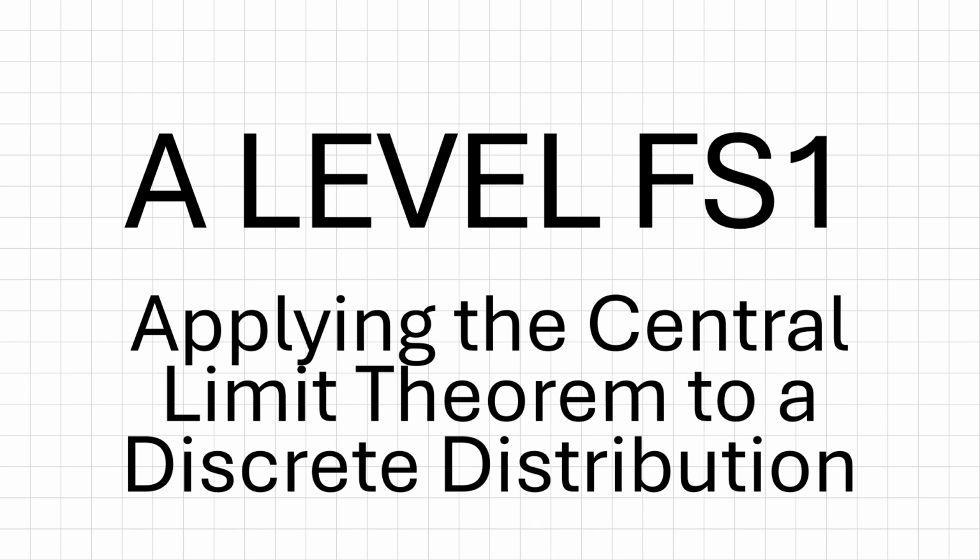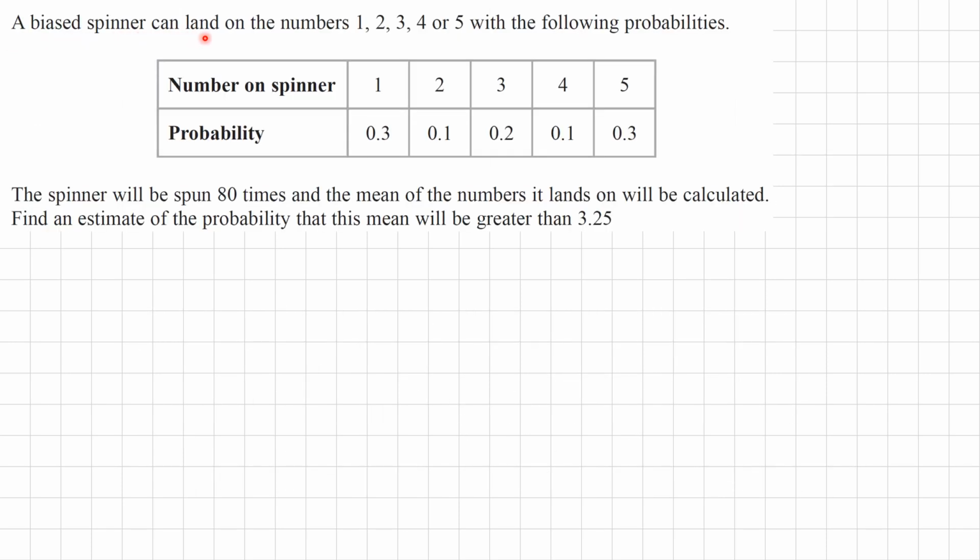This is an A-level further statistics 1 question on applying the central limit theorem to a discrete distribution. A biased spinner can land on the numbers 1, 2, 3, 4 and 5 with the following probabilities, and here they are in this table, this probability distribution. The spinner will be spun 80 times and the mean of the numbers it lands on will be calculated. Find an estimate of the probability that this mean will be greater than 3.25.